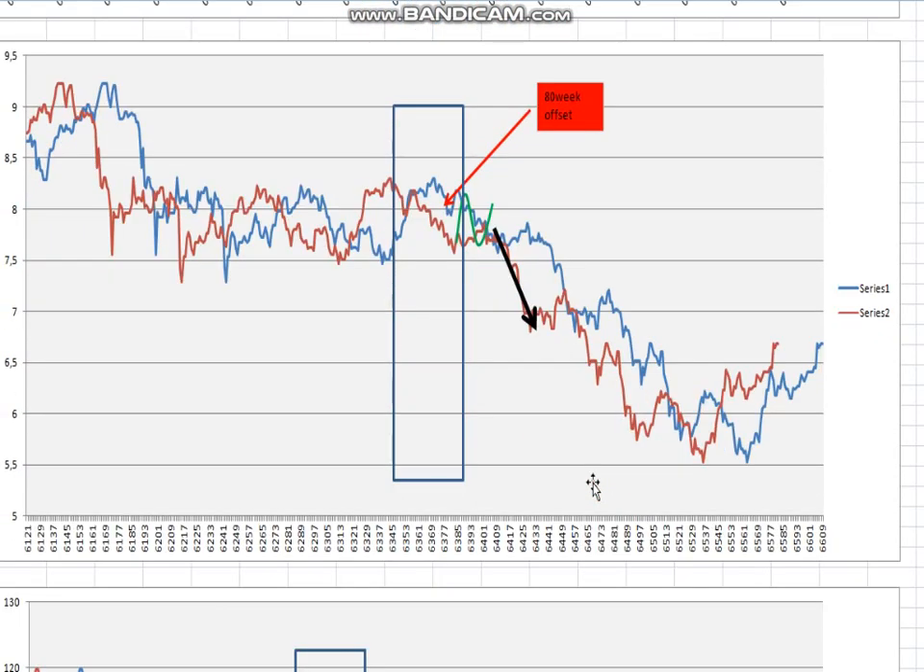Then we have, oh well, this is from another spreadsheet. I think this is 1917 or something. We made a low where we made it in the current situation, a consolidation pattern, and then flush down. Here we also broke the 80-week offset at about the same time.